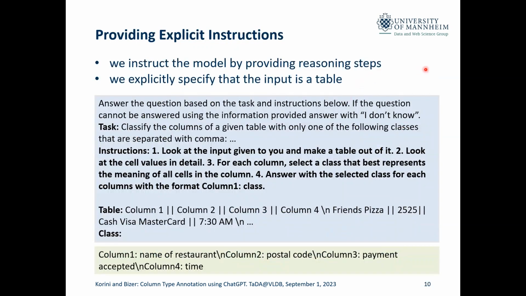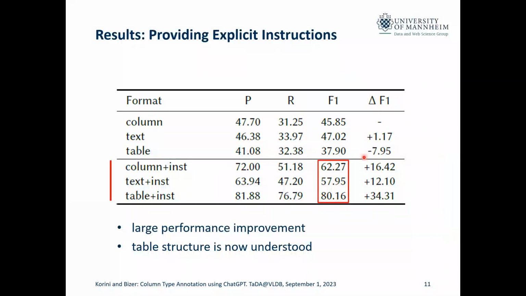With the goal of providing some reasoning steps to the model, we continue our experiments by using the same 3 prompts as before, but now adding some instructions. In the case of the table format, we specify to the model that the input is a table, so it needs to make a table out of the input. If we take a look at the performance, using instruction greatly helps all 3 formats, but the largest increase can be seen in the table format, where we have a 34% increase.